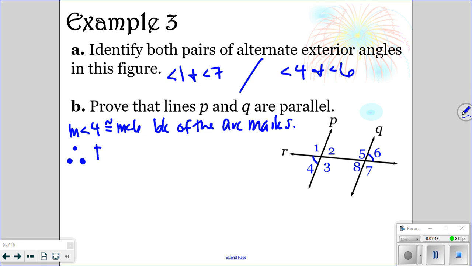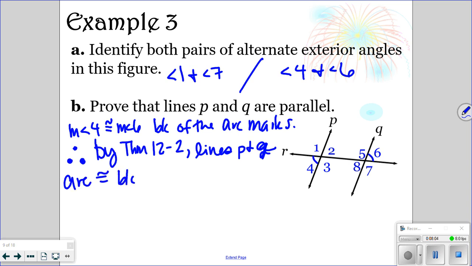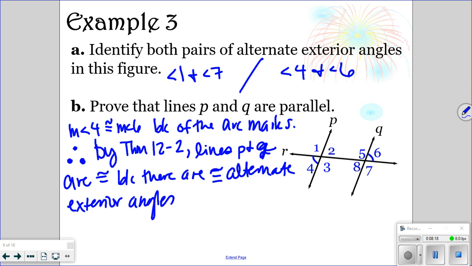Therefore, by theorem 12.2, lines P and Q, that's supposed to be a Q, are congruent because there are congruent alternate exterior angles. So that's how you can prove that one.